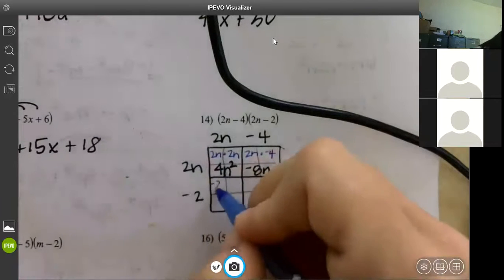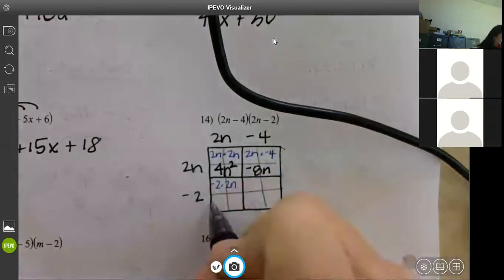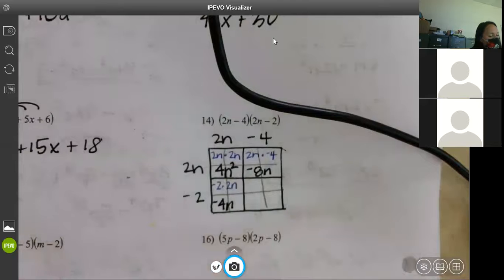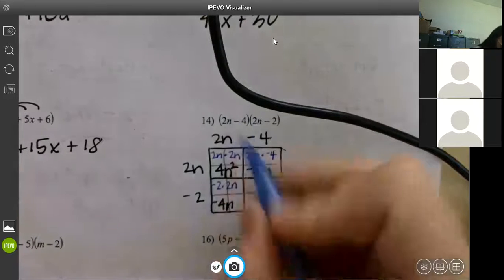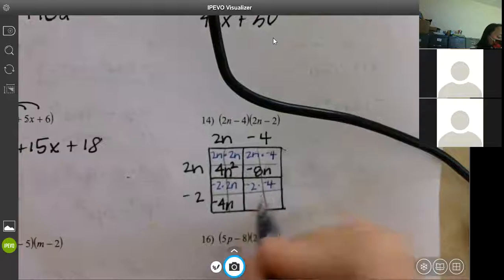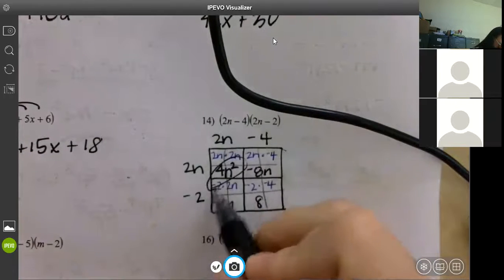And the next one, you're doing negative 2 times 2n. Negative 2 times 2 is negative 4, and there's only one n. Same thing in the last box, negative 2 times negative 4 gives us a positive 8. We add our diagonals.